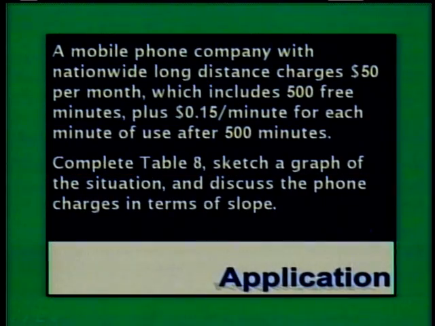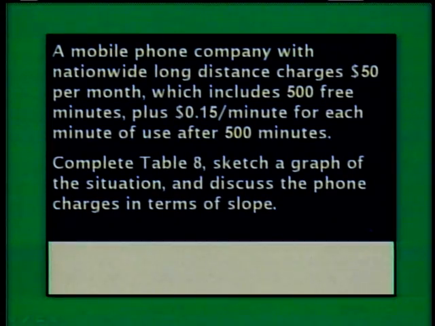One last example. Here we have a mobile phone company with nationwide long distance, and it charges $50 per month, which includes 500 free minutes. But on top of that, they charge 15 cents a minute for each minute of use after 500 minutes. What we're being asked to do in this table is to complete a table, sketch a graph of the situation, and finally discuss the phone charges in terms of slope.